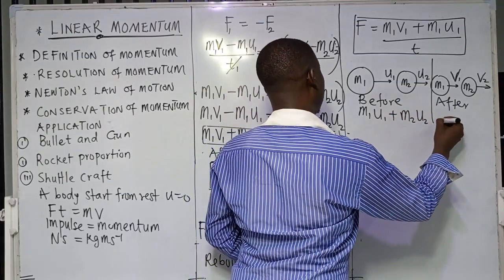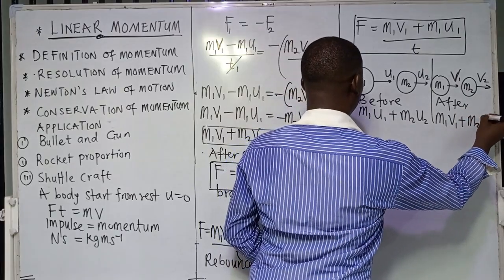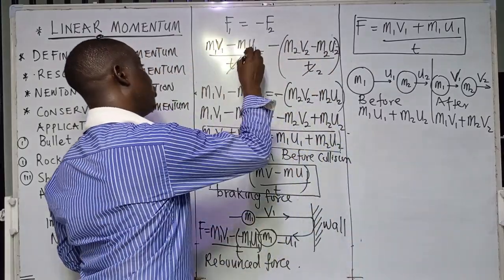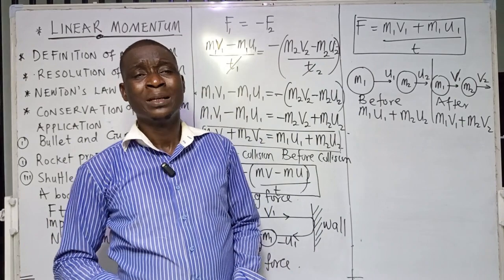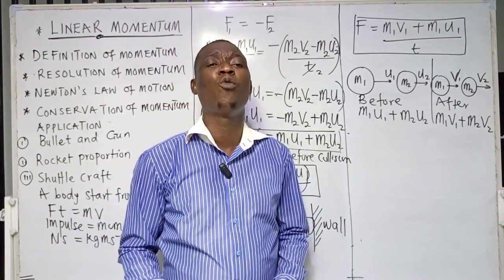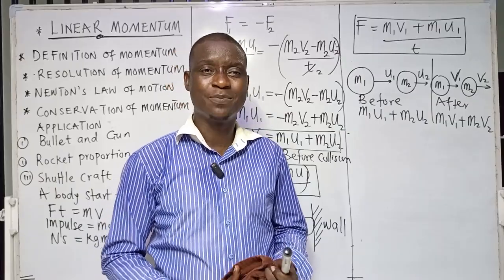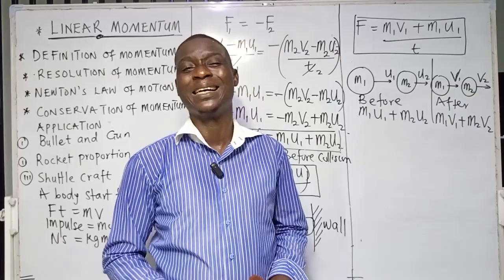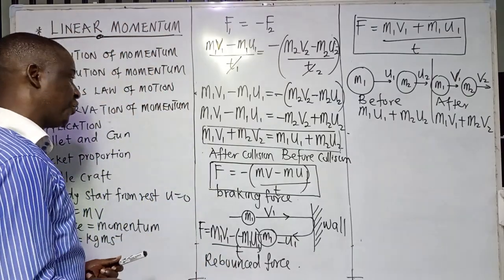M2 U2. And after collision is M1 V1 plus M2 V2, which I have proved with Newton's third law. So that means that basically the foundation upon which the law of conservation of momentum is defined is based on Newton's third law, that states that for every action there is equal and opposite reaction.